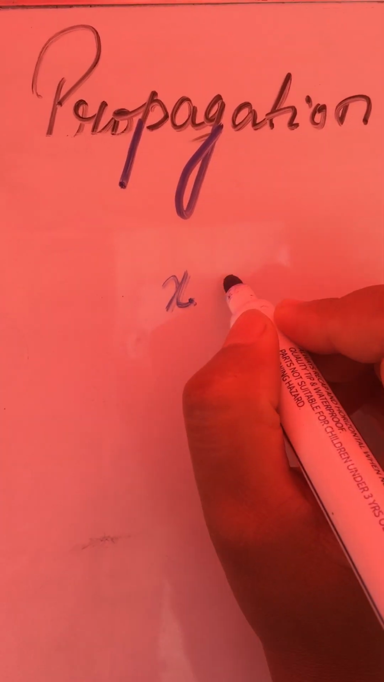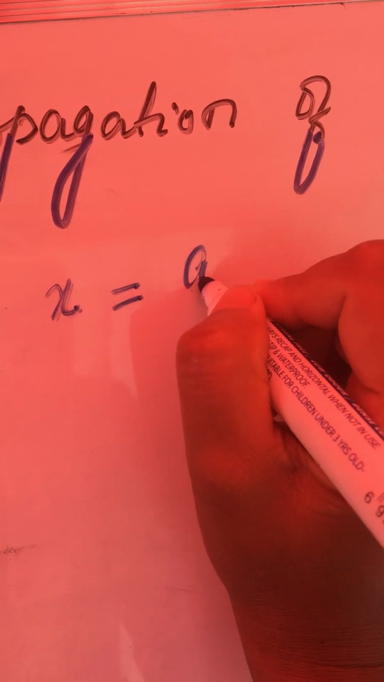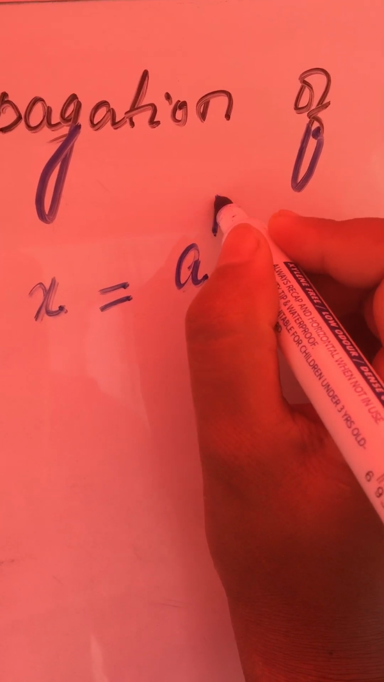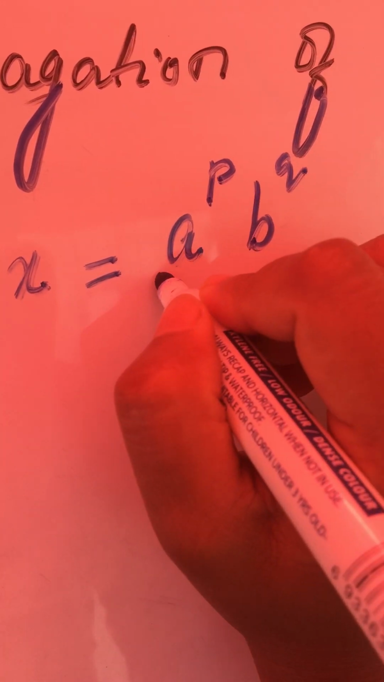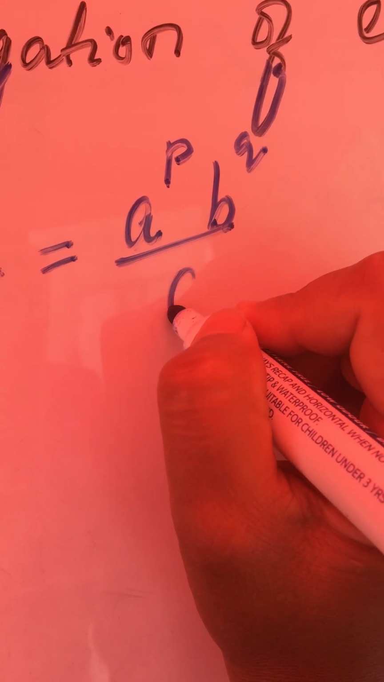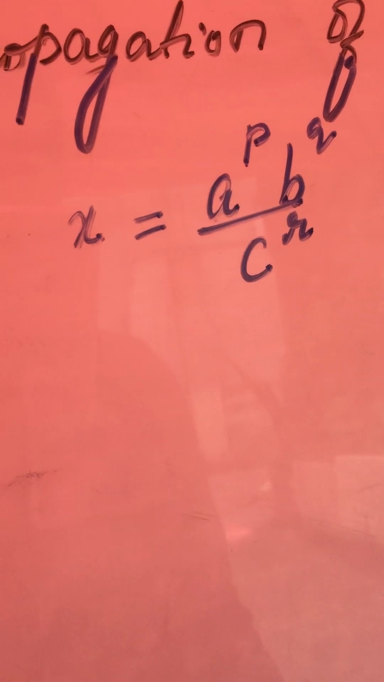Okay, now the next one, when it involves powers. Suppose x is equal to, let's say, a to the power p, b to the power q, divided by c to the power r. Powers involve multiplication, division, everything.